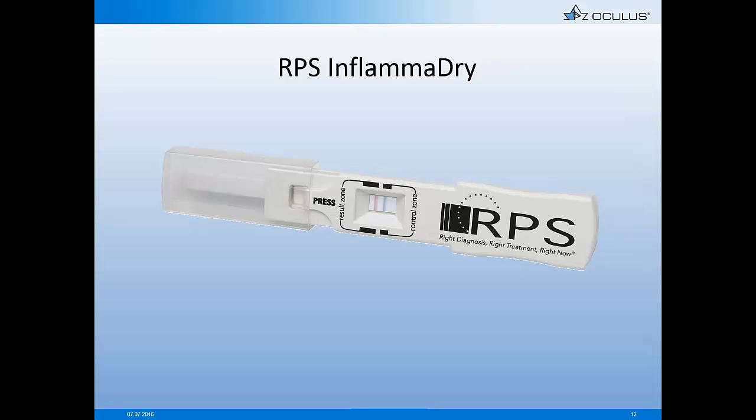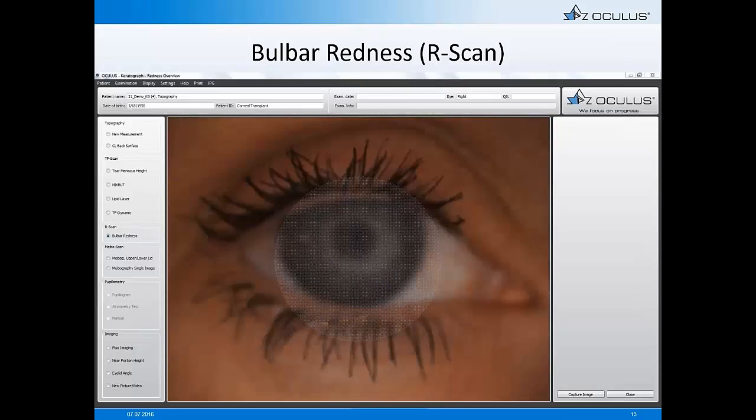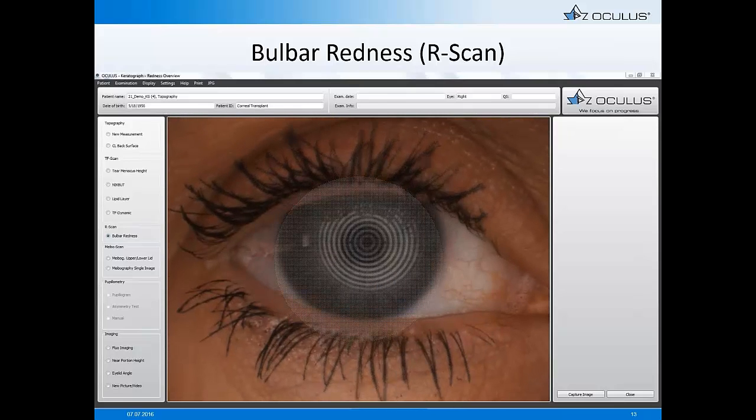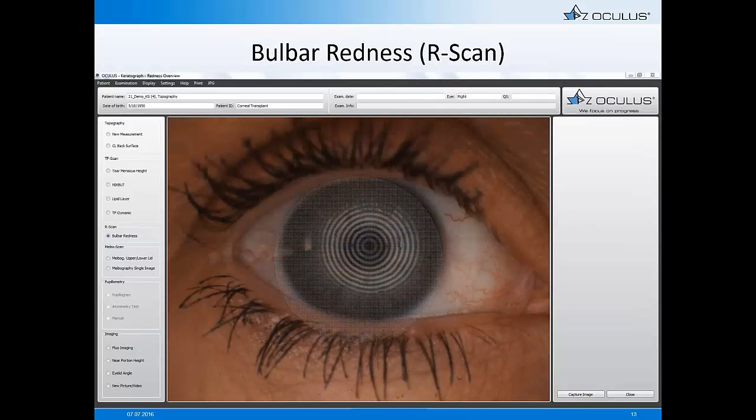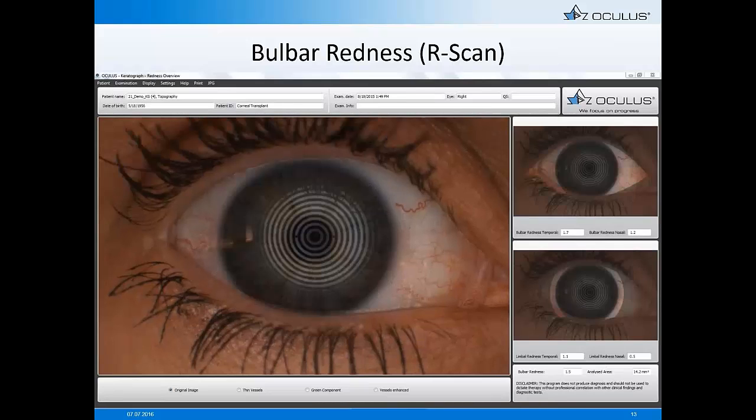I will mention one thing that we do have on the Keratograph. It's our R-Scan. This is going to give us a grade on the redness of the bulbar conjunctiva. So the InflammaDry is great. Again, one of the limitations of the InflammaDry is that anytime there's MMP-9 in excess of 40 nanograms per milliliter, it's going to be a positive result. So if you have somebody with severe inflammation and you've managed this and they've gone down to a moderate inflammation, then you're still going to get a positive result with the InflammaDry.